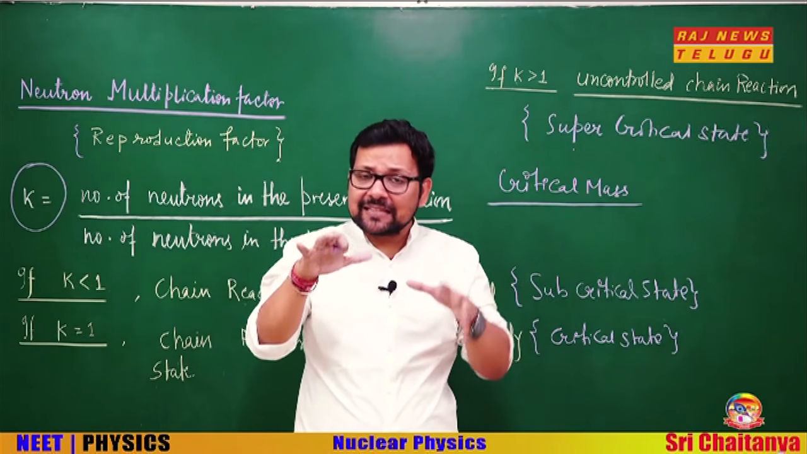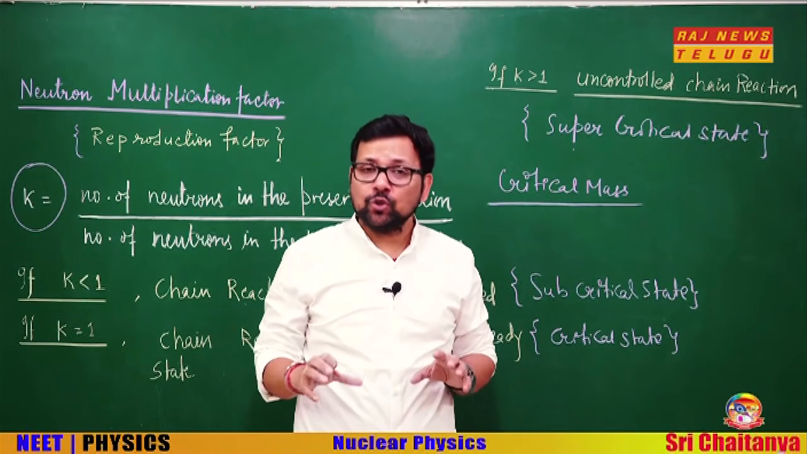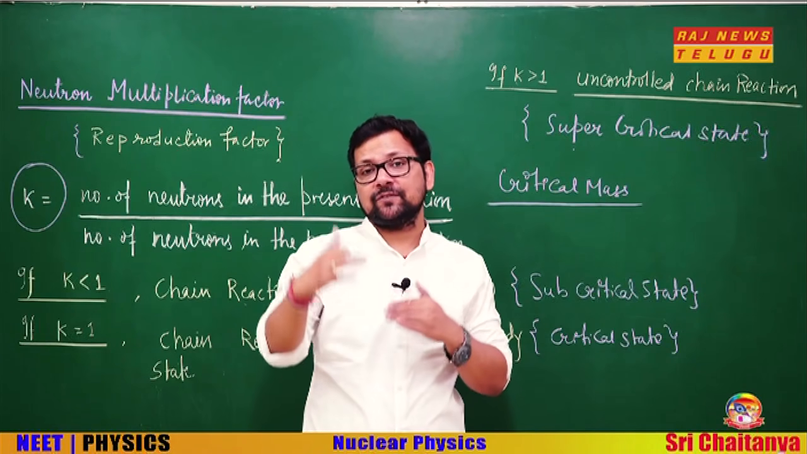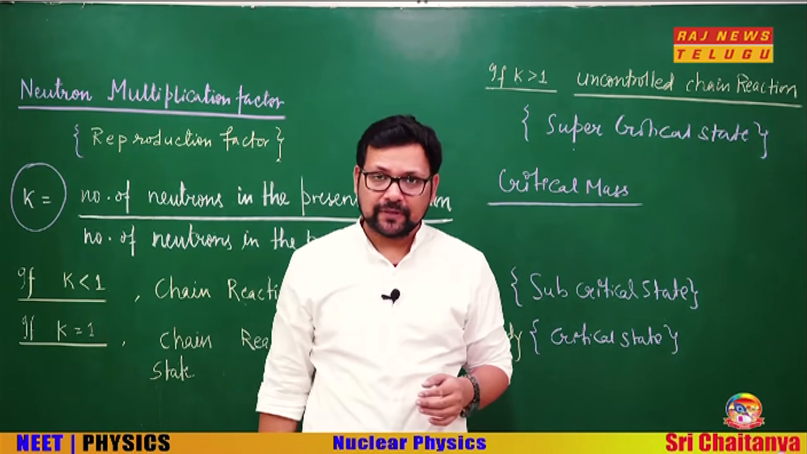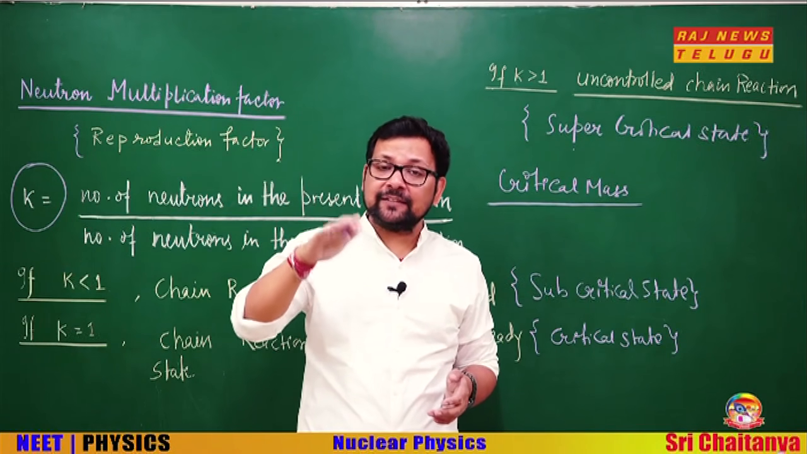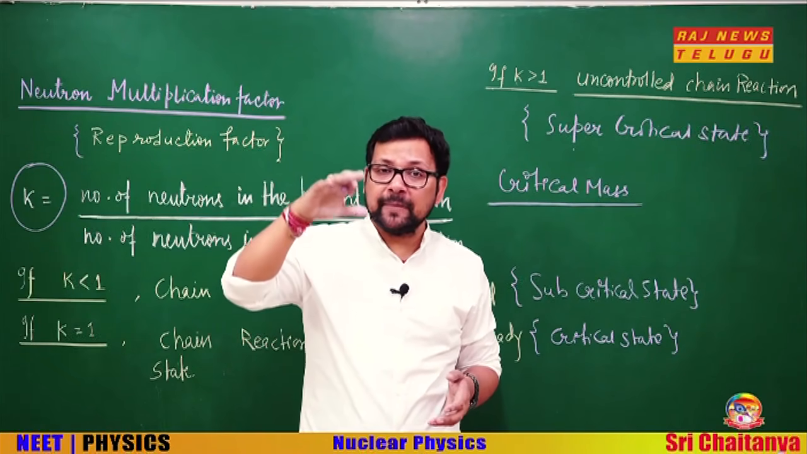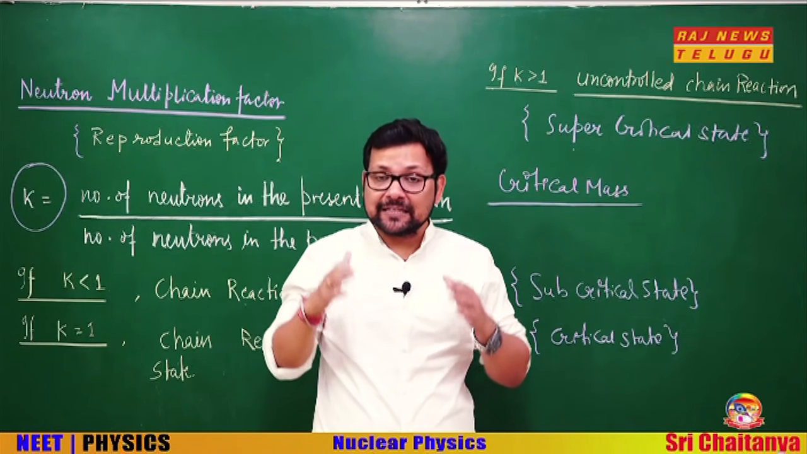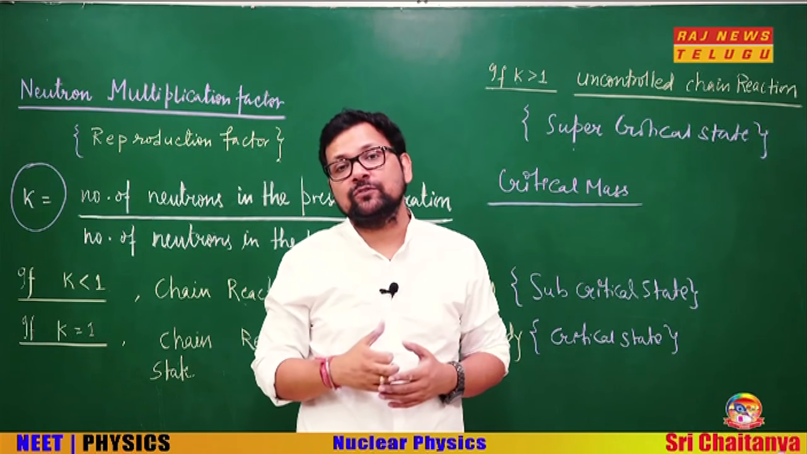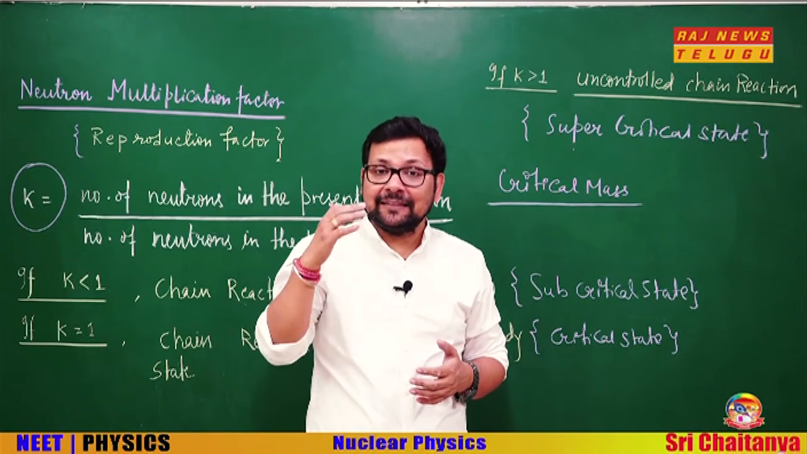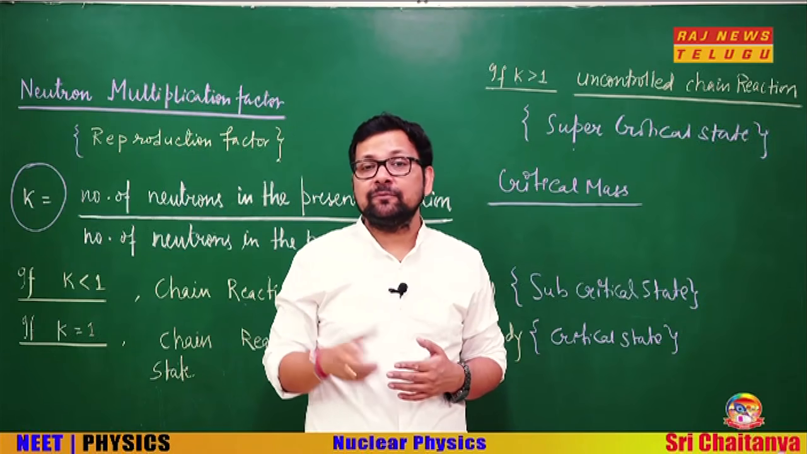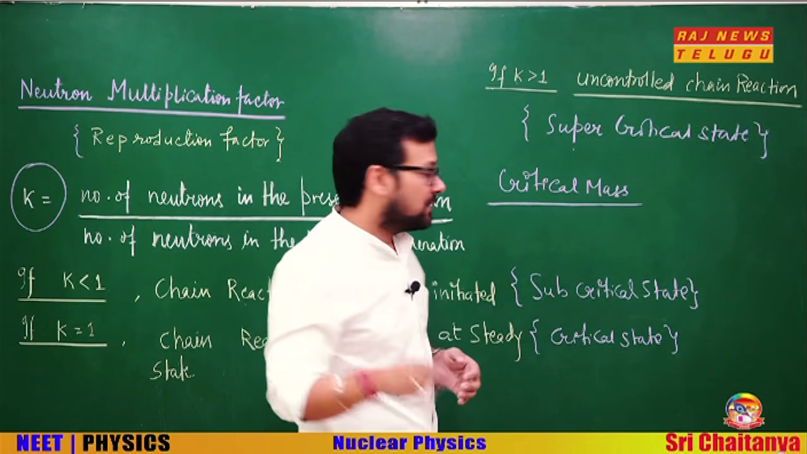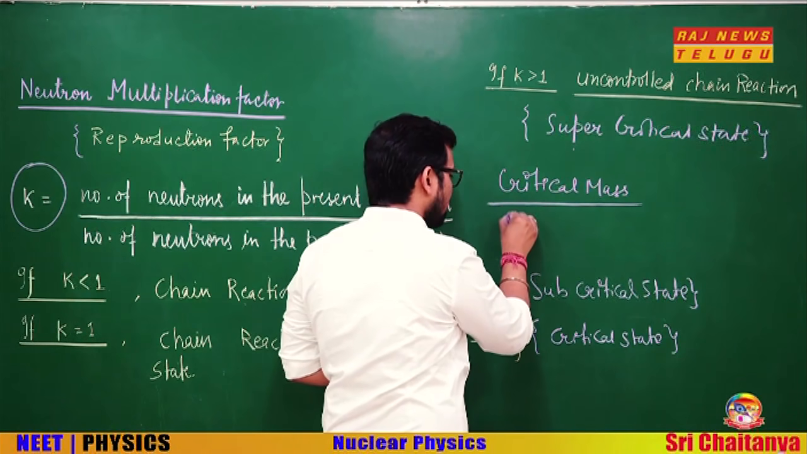See, to sustain the chain reaction, it's not like any amount of uranium you take can start the fission and start the chain reaction. To sustain the chain reaction, there should be a very minimum, very critical amount of mass of uranium. It is a defined minimum amount of mass of uranium. And that minimum mass of uranium to sustain the chain reaction is called critical mass. So what is critical mass?